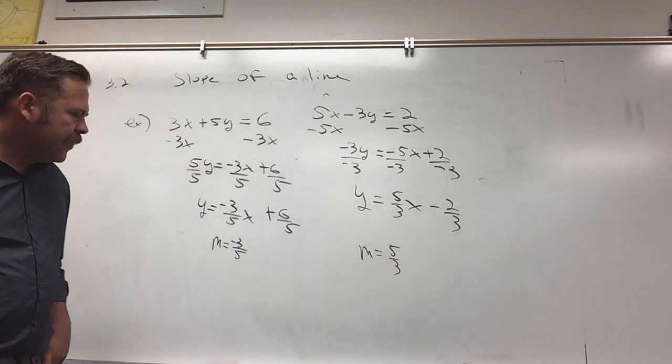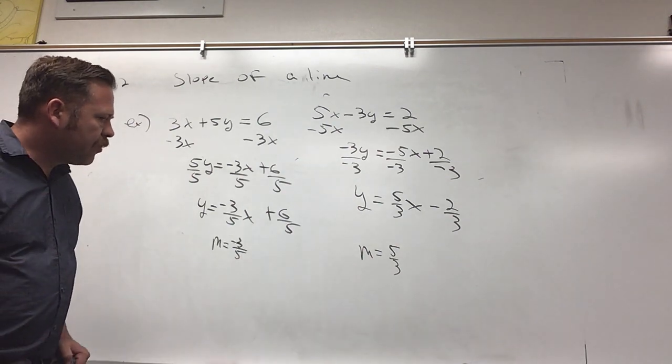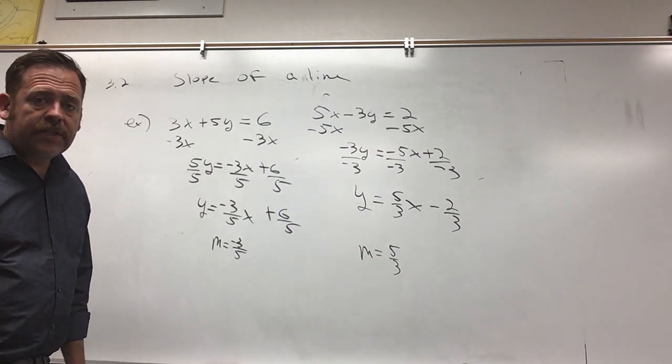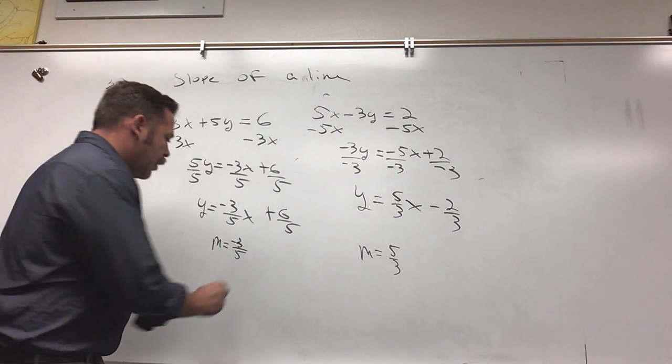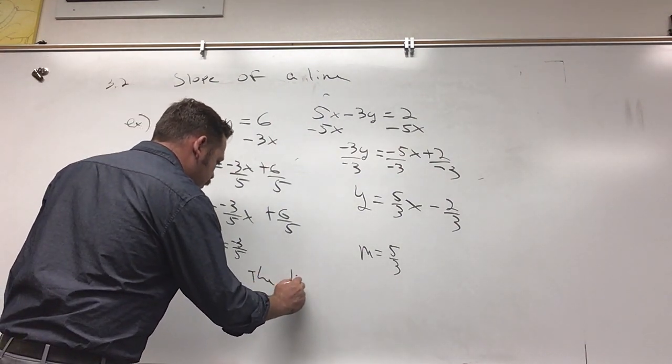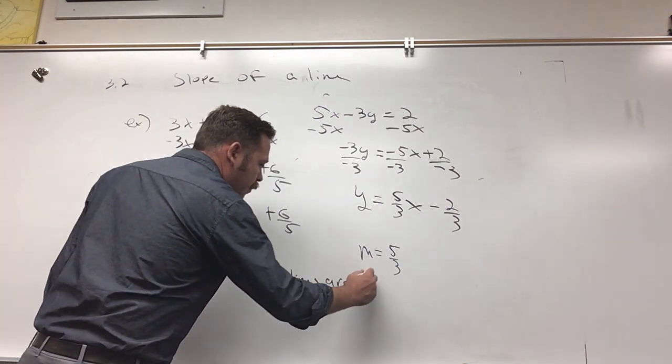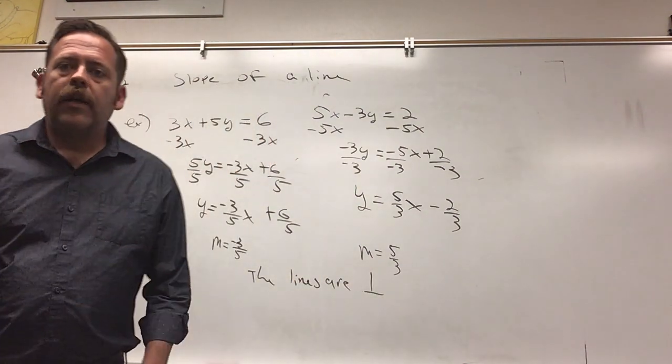So the difference this time is they're both reciprocals and they're opposite signs. So these ones are opposite reciprocals. So the lines are perpendicular.